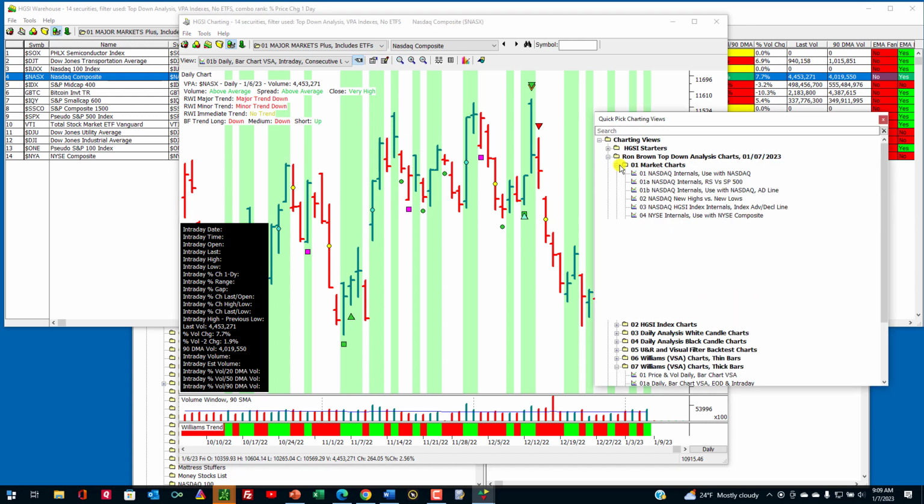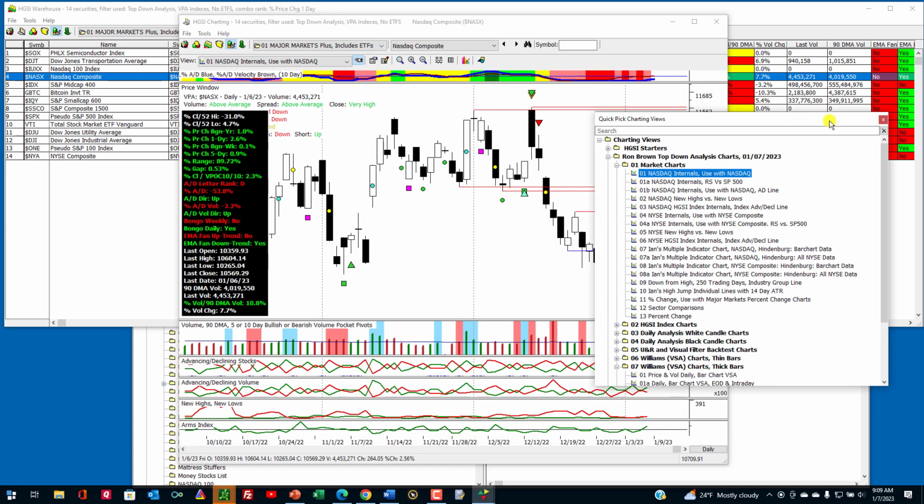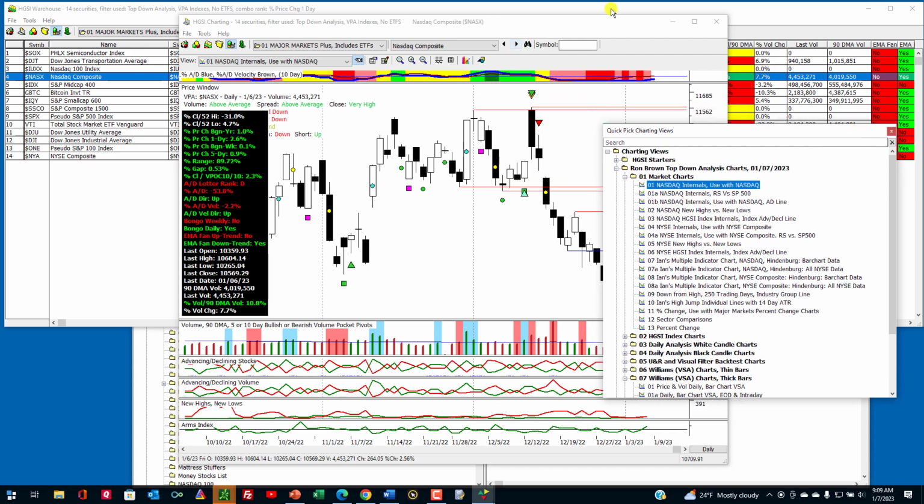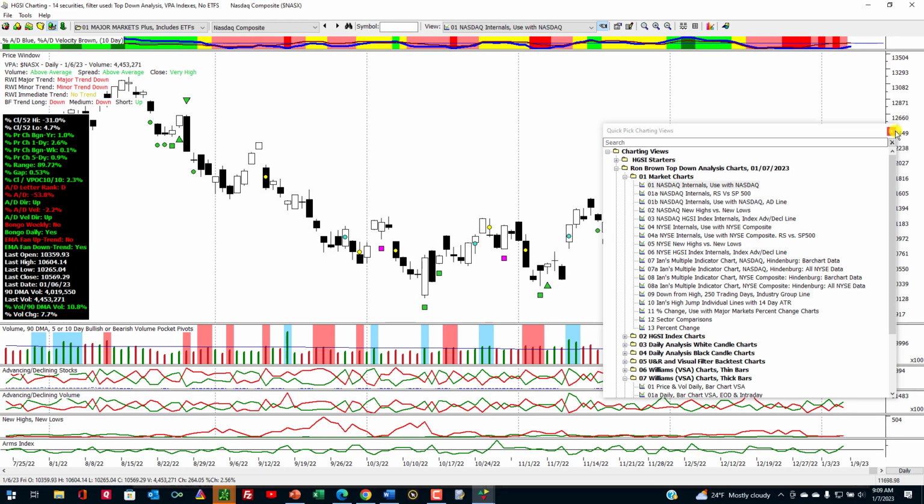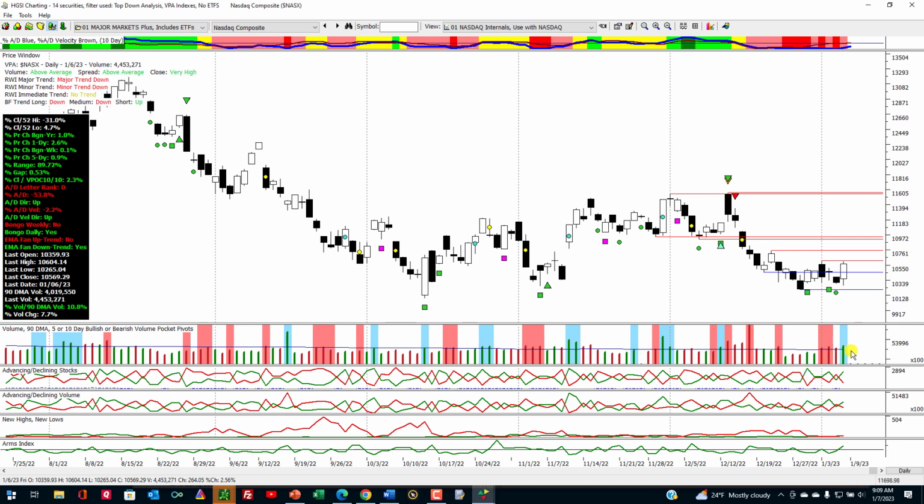Now I have to change my charts. I'm going to market charts and NASDAQ internals for use with the NASDAQ. Make this full screen. You can see yesterday that there was a volume pocket pivot represented by the blue bar. It gapped open and then traded down and then reversed. By the end of the trading day, we didn't quite get back to the high of Tuesday morning, but it was a trend day. Once it reversed, there was no stopping it.